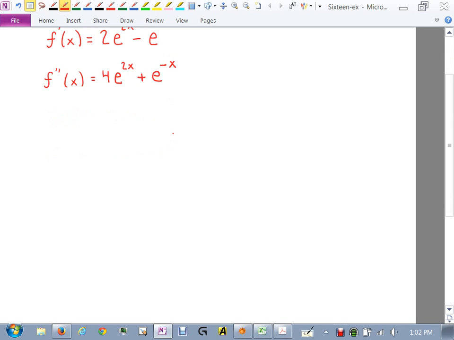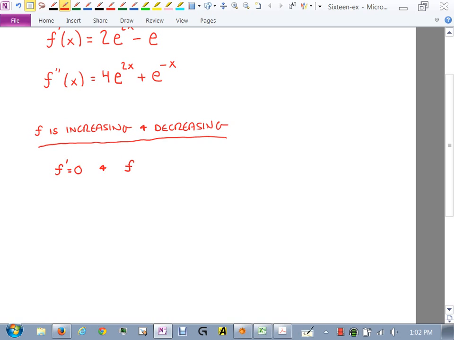Now, let's try to figure out where f is increasing and decreasing. What do we do to do this? Set the derivative equal to 0 and figure out where the derivative does not exist, right? Find the critical numbers, right? Critical numbers.